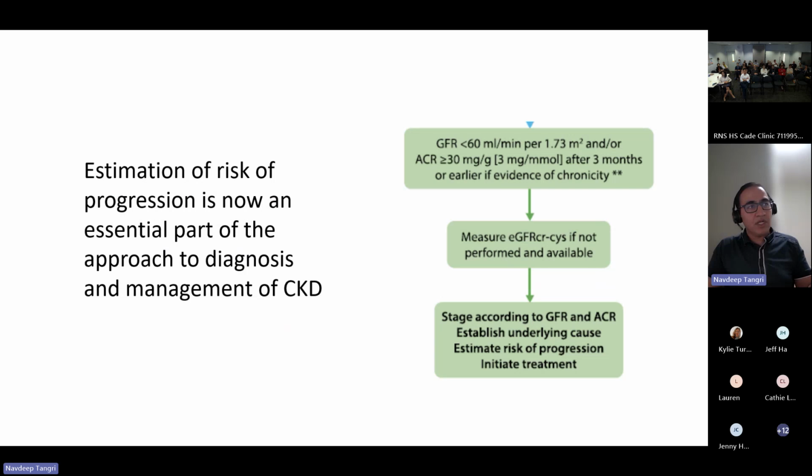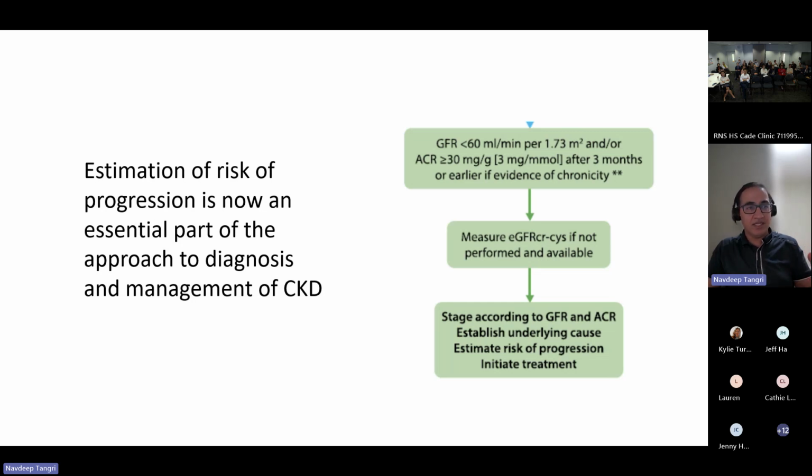So the first thing we want to consider is that in the guidelines, it's very clear that estimation of risk is now an essential part of the approach to diagnosis and management of chronic kidney disease. So here's a figure from the guideline, and I'll highlight some new things. So this is new. Measure eGFR, creatinine, and cystatin if it's available. So the guidelines acknowledge that cystatin C is a better marker of kidney function, of mGFR, when it's available. So do it if it's available.